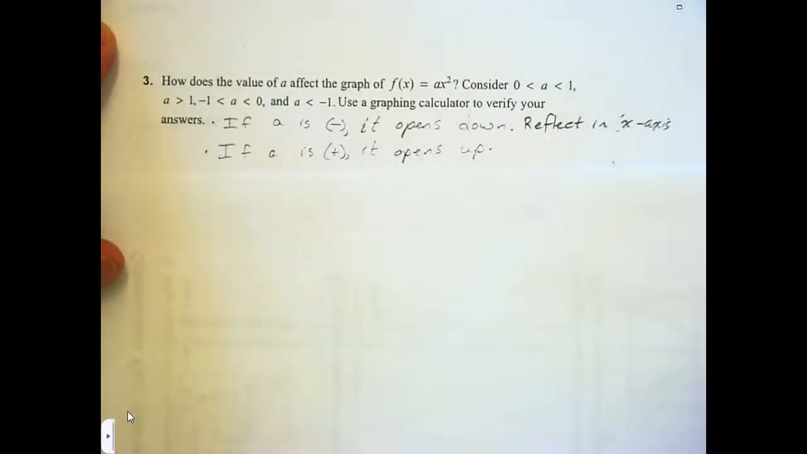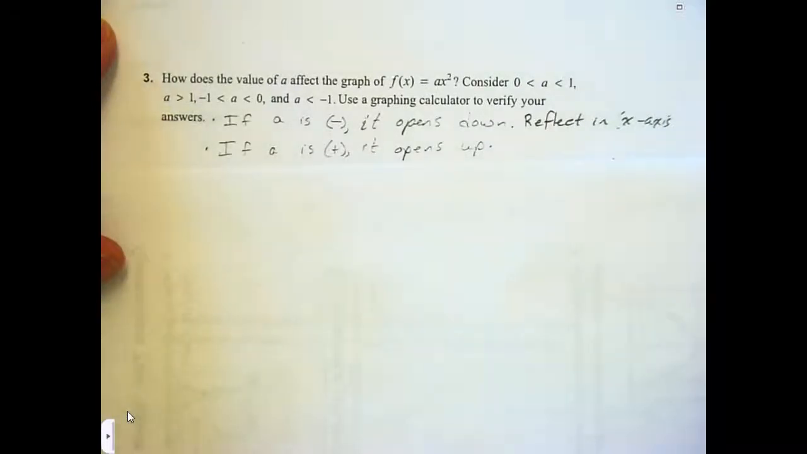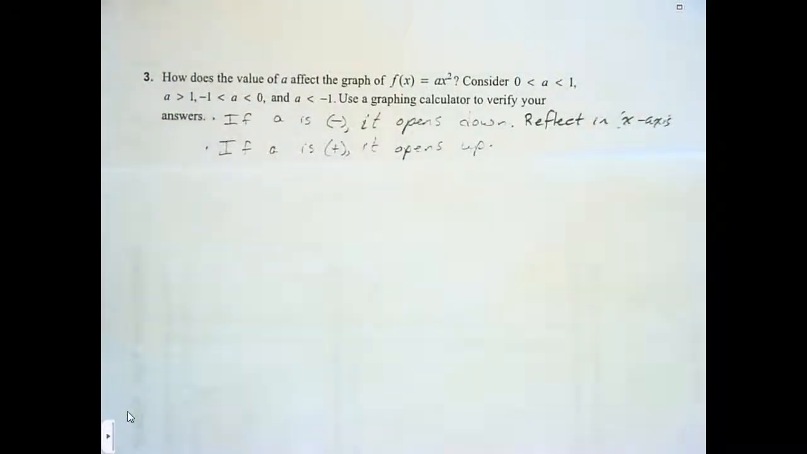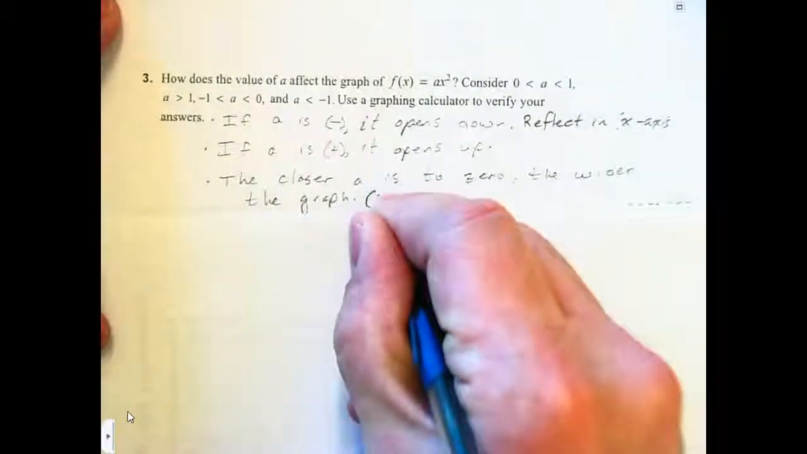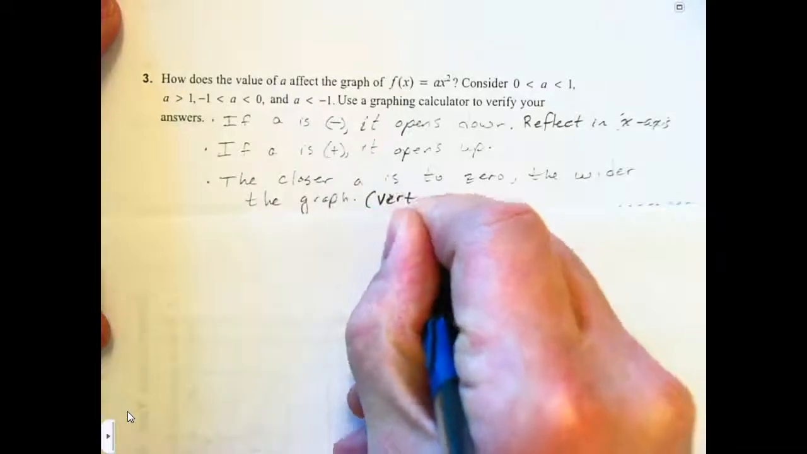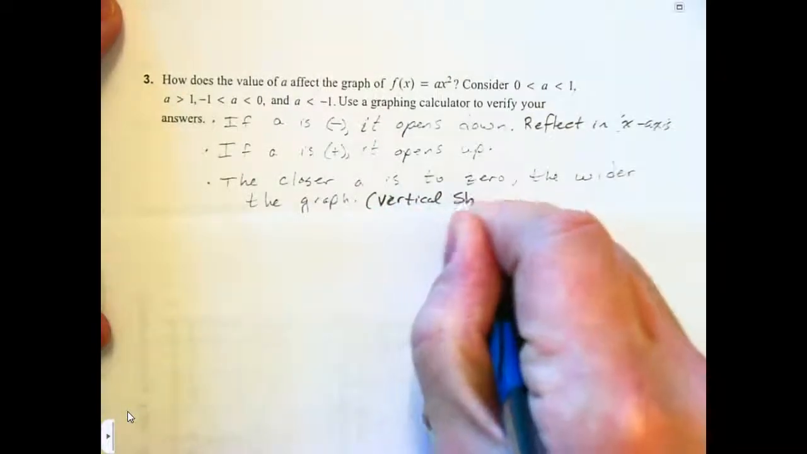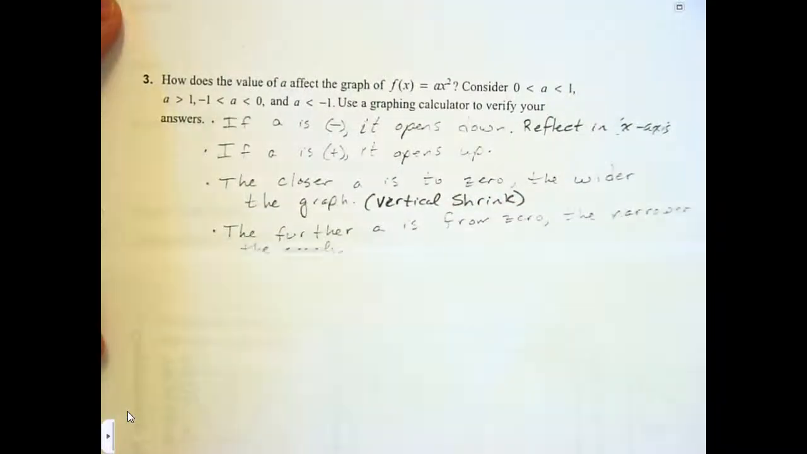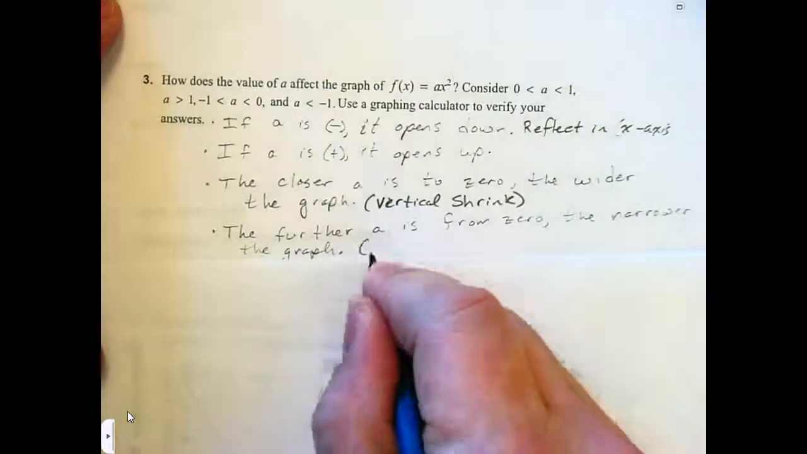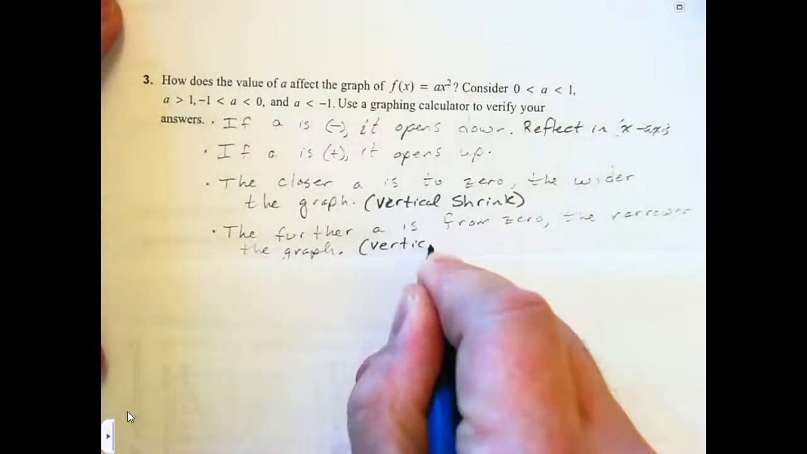What if it's closer to 0? The closer a gets to 0, we call it a vertical compression or a vertical shrink. This book will call it a shrink. A lot of books call it a compression. Okay? So the closer a is to 0, the wider the graph. It's a vertical shrink. The further it is from 0, the narrower the graph. We call it a vertical stretch.